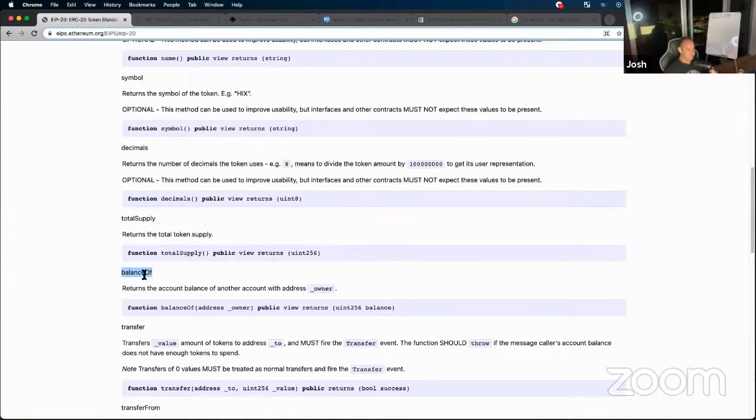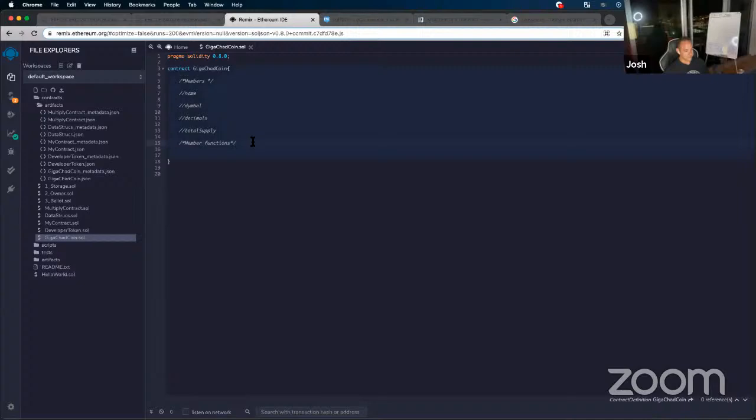Balance of, again, that's a member function. So total supply, decimals, optional. Okay, so this method is optional. The total supply is not optional. Balance of is not optional. Transfer is not optional. So we need transfer too.